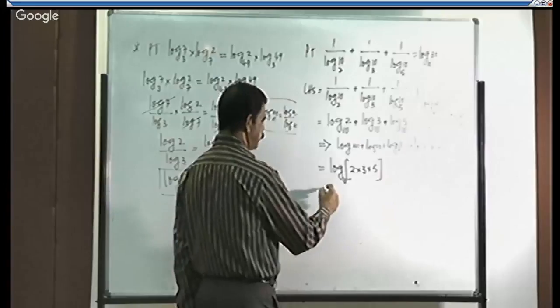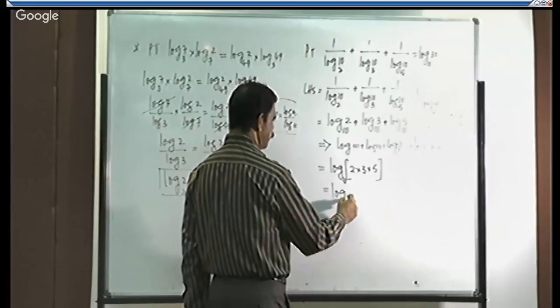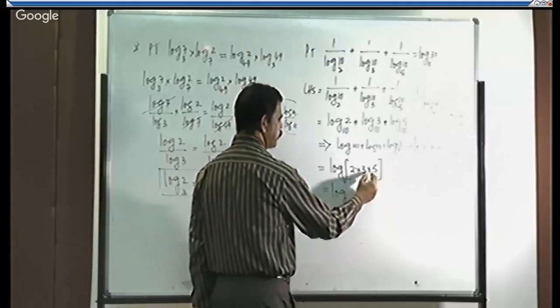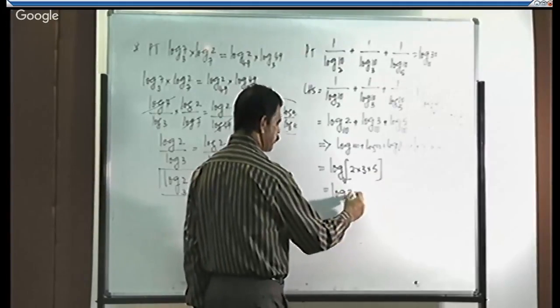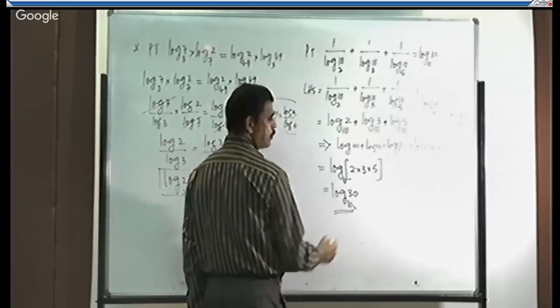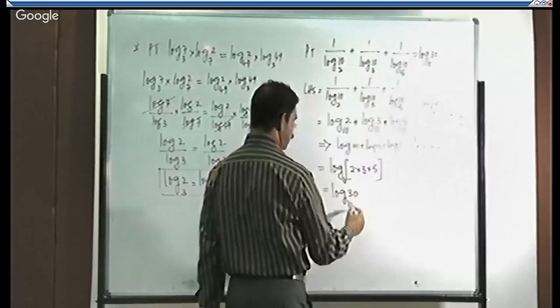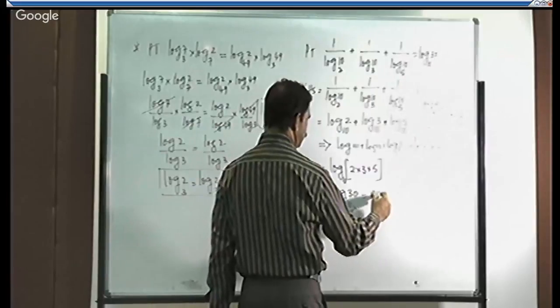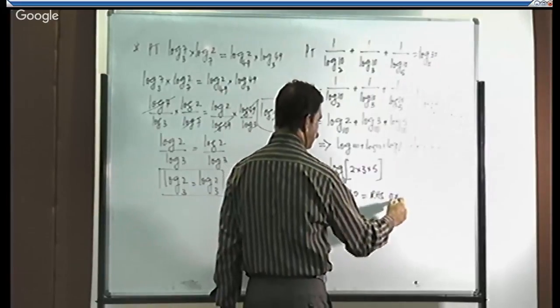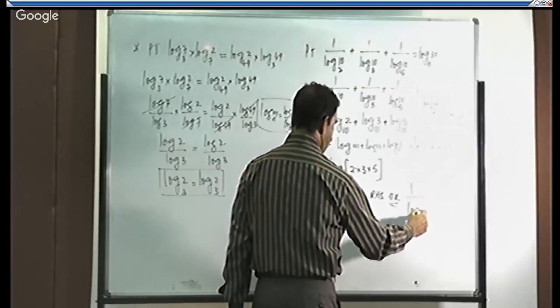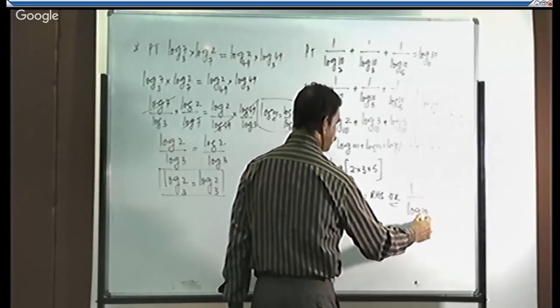That is equal to log of, what is the base? 10. 6, 6 into 5, 30. This is the answer. We got the right hand side, log of 30 to the base 10. This is the right hand side. Or it can also be proved like this: 1 divided by log of 10 to the base 30.